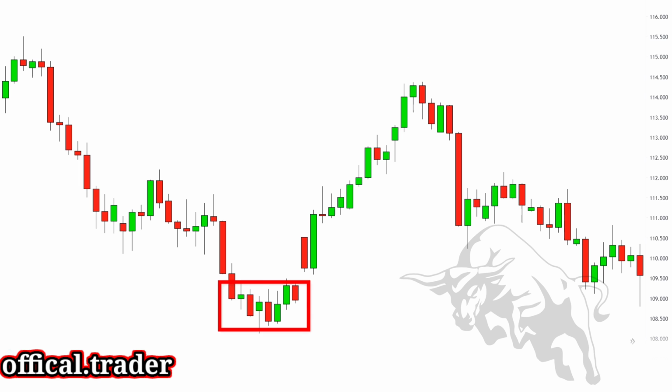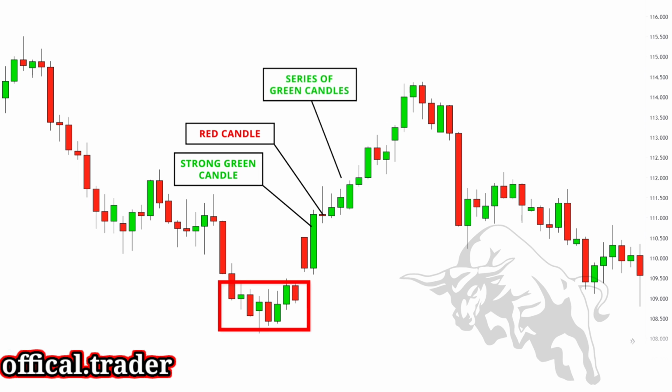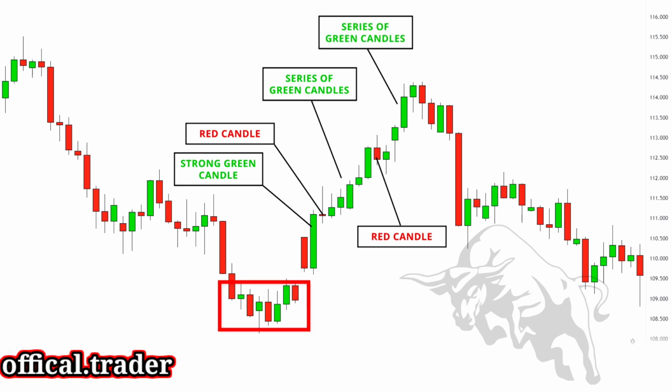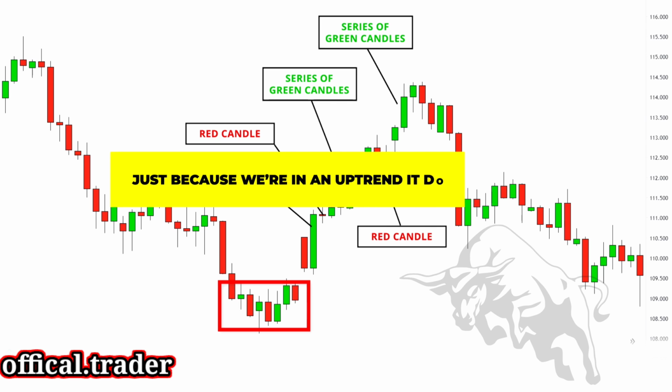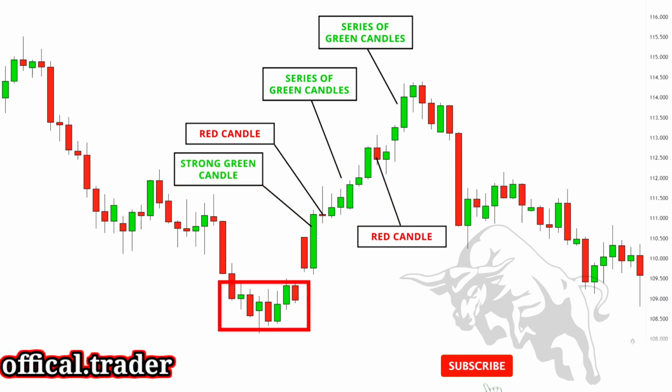We have a small consolidation at the bottom, we have a strong green candle followed by a red candle, then a series of green candles followed by another red candle, and finally another series of green candles before the uptrend ended. This is typical price movement on a regular candlestick chart. Just because we're in an uptrend, it doesn't mean 100% of the candles will be green. It's normal to see pullbacks along the way, which come in the form of these red candles.